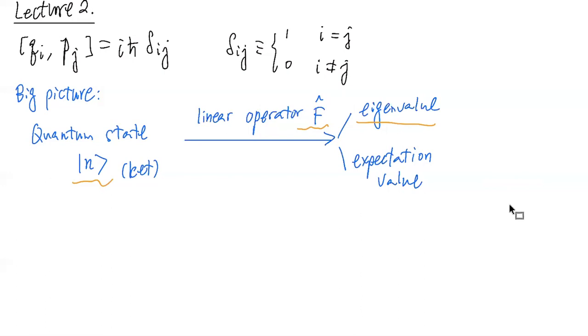But of course, sometimes your quantum state is not an eigenstate. And then in this case, what you can calculate is the expectation value. All of this is actually telling you the information about the dynamic variable or dynamical observable. All right. So this is our big picture.